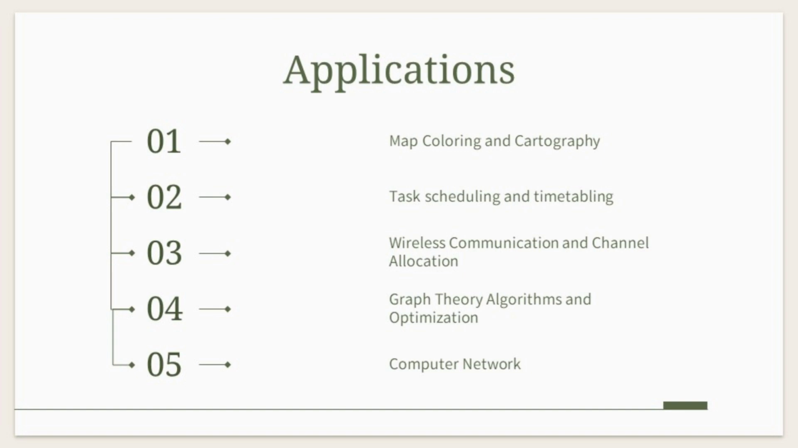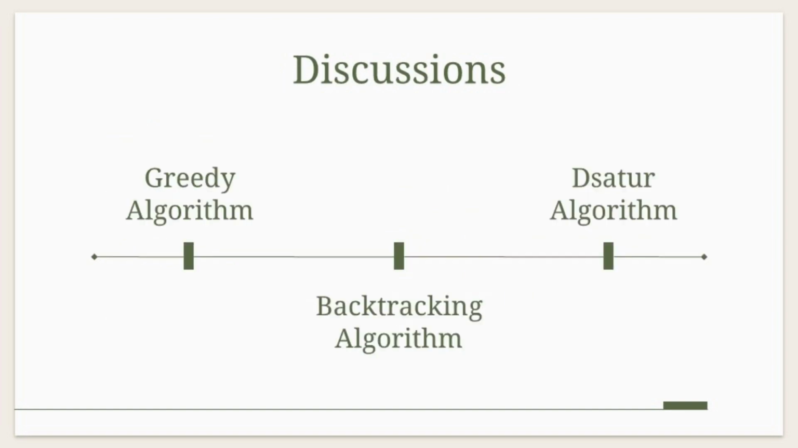5. Graph theory. Algorithms and optimization. Graph coloring problems serve as a foundation for developing and analyzing algorithms. Researchers study properties of graph coloring, such as chromatic number and chromatic polynomial, to optimize solutions. IV. Discussions. Graph coloring is a fascinating topic in computer science and mathematics, with applications in various fields. Here is an in-depth comparison of some efficient graph coloring algorithms.